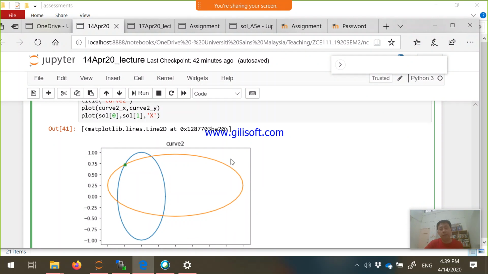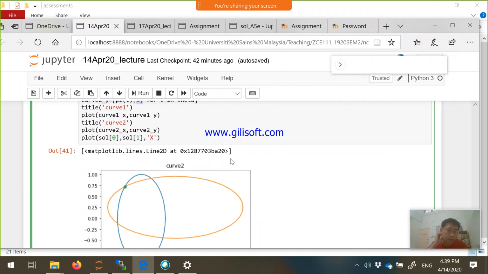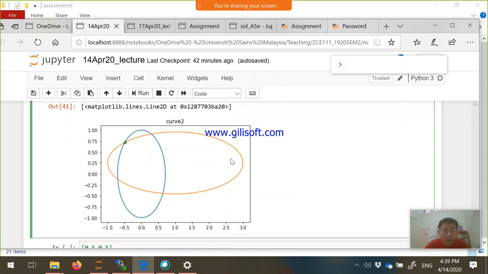Okay, so to conclude today, we learned how to find the intersections between two parametric plots of two ellipses, and the solutions to the intersection depend on how you provide the initial guess. So in this case, you provide a different initial guess, you get a different intersection.